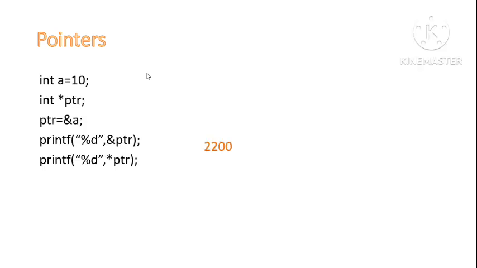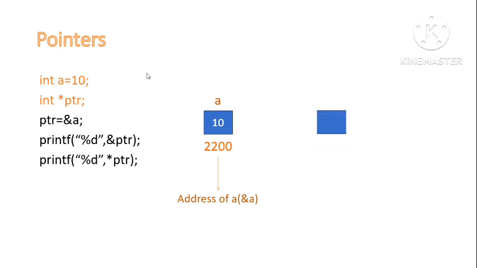Okay, that's it. Now we'll step into the third example. Integer a equal to 10. Now I take a equal to 10. It takes the address 2200. Now the next step is integer star of pointer. Now pointer is also a variable. Pointer will have an address. Let us assume that address is 3000.